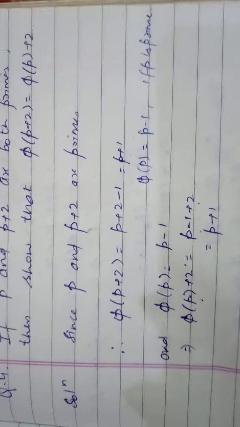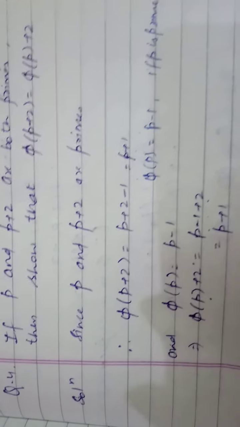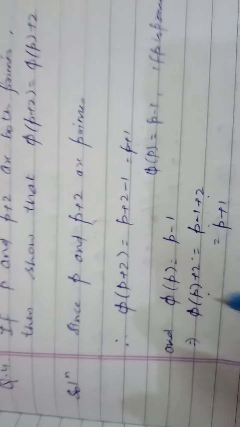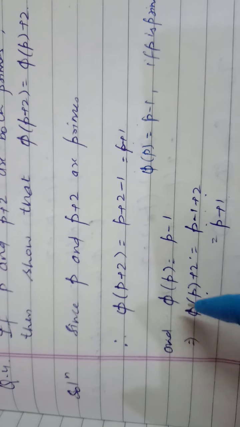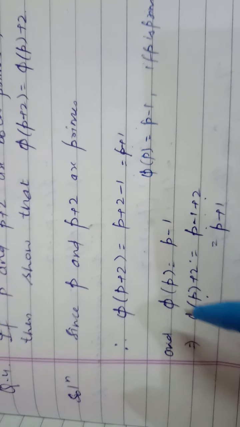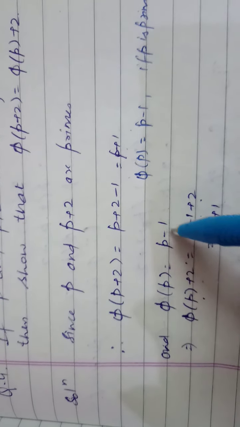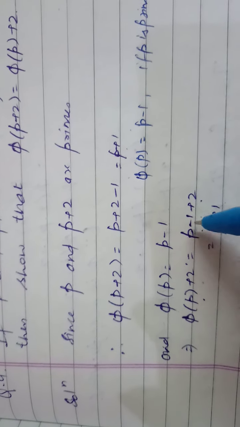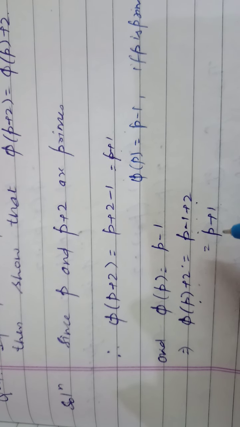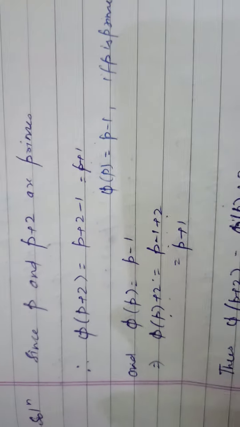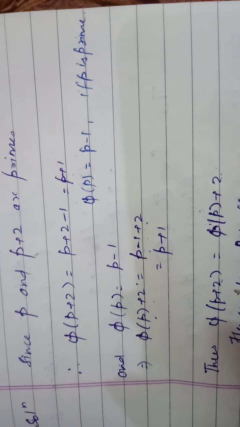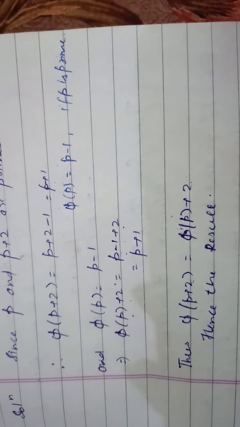Here we have used the result phi(p+2) equals p plus 1 and phi(p) equals p minus 1. Phi(p) plus 2 will be p minus 1 plus 2, which is equal to p plus 1. Thus phi(p+2) equals phi(p) plus 2.